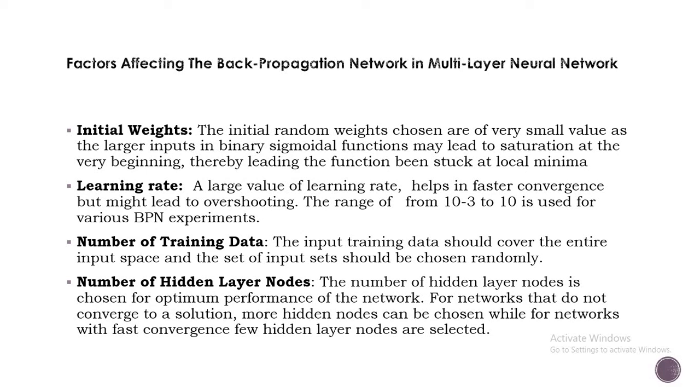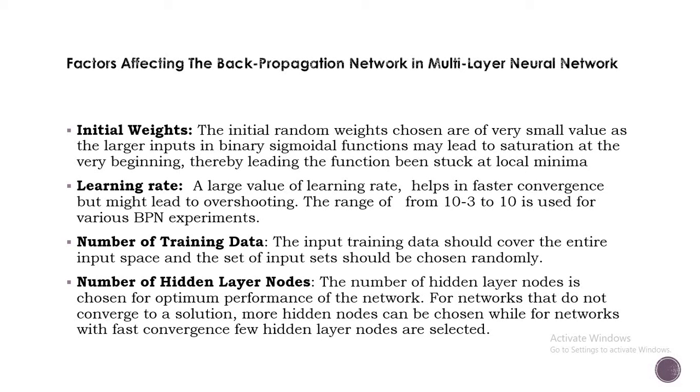Now we can see the factors affecting the backpropagation network in a multi-layer neural network: initial weights, learning rate, number of training data, and number of hidden layer nodes. The initial weights are random weights of very small value, as larger inputs in binary sigmoidal functions may lead to saturation at the very beginning, thereby leading the function to get stuck at local minima.